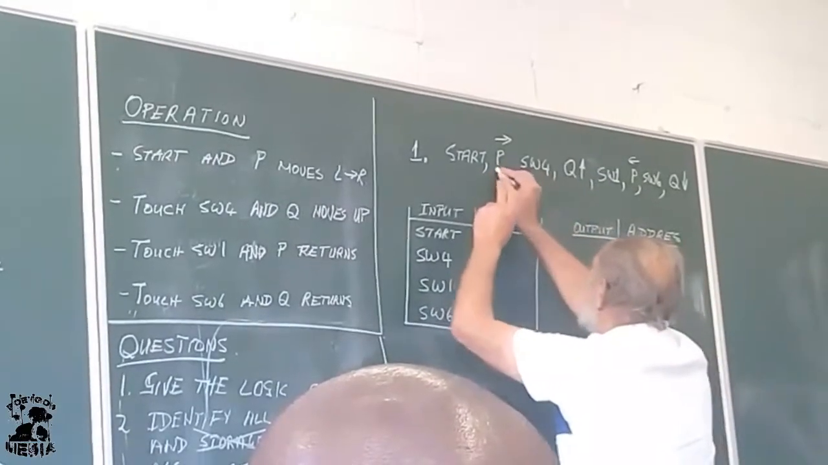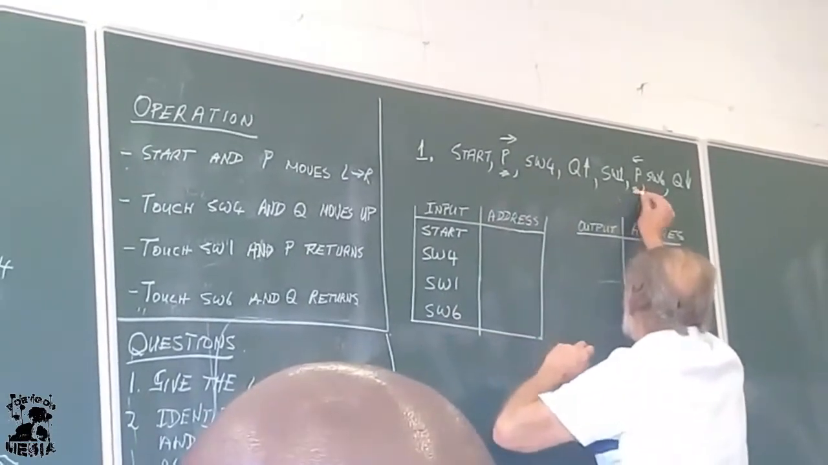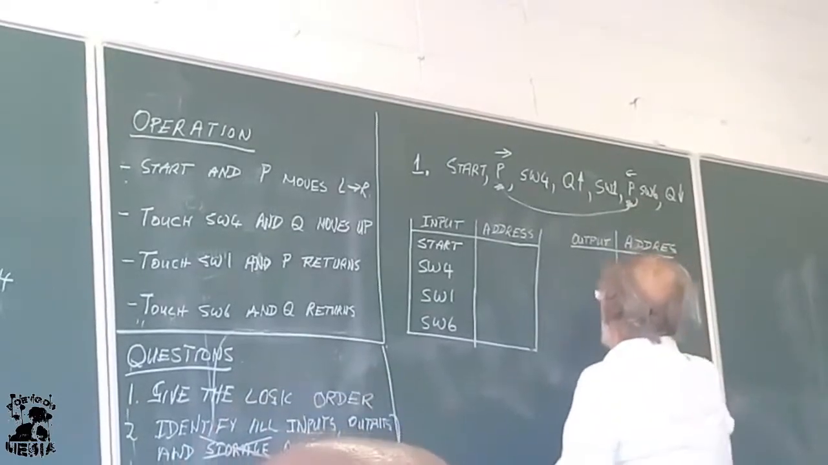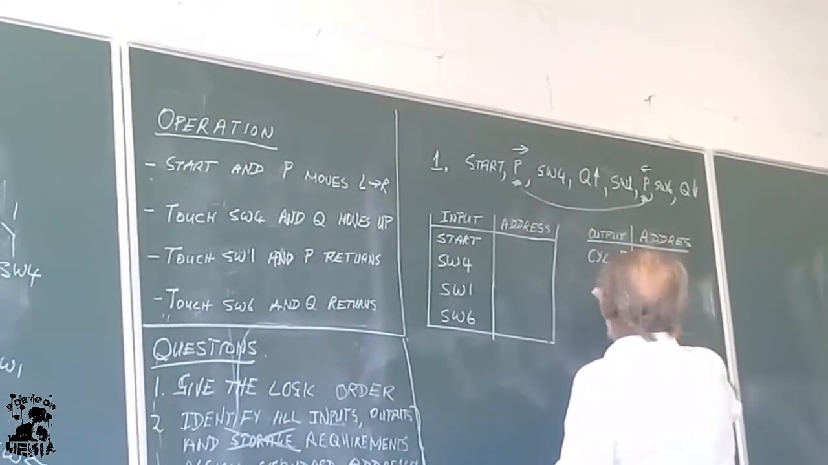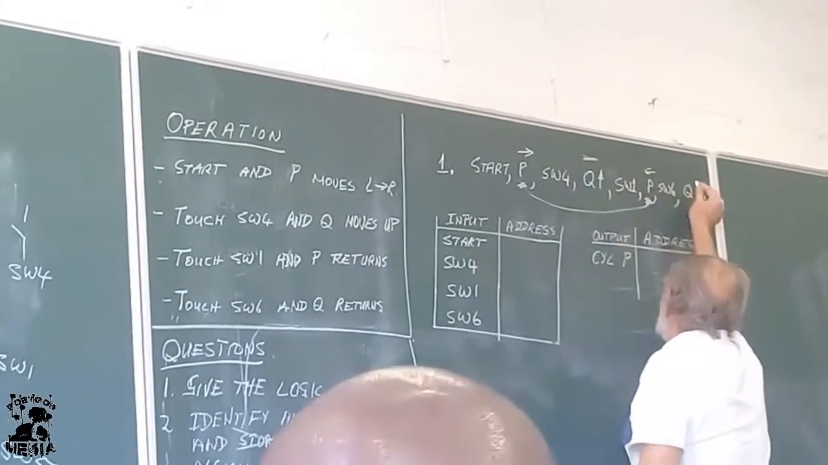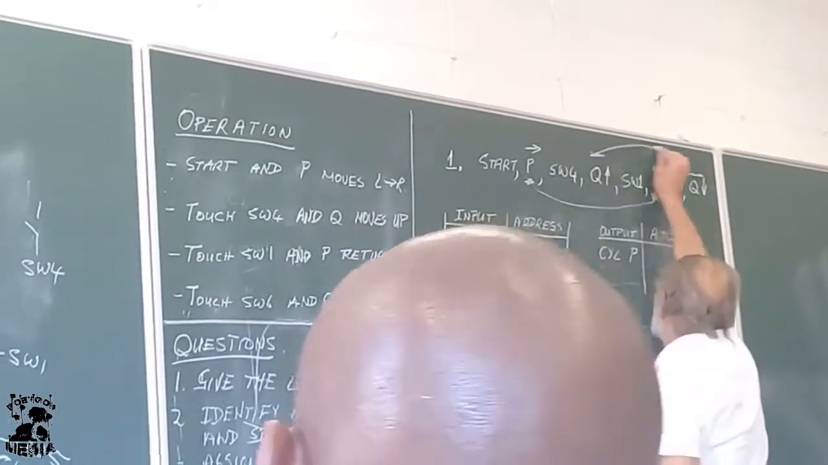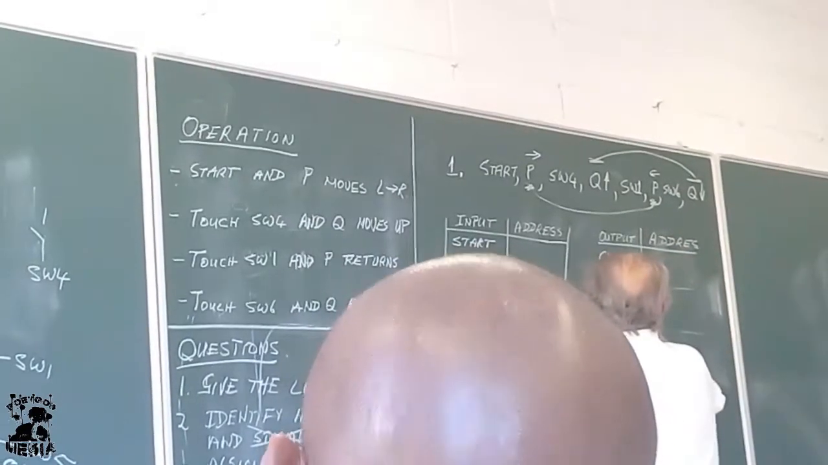I've got one output, P. There it is. P. Cylinder P. I've got another output. Cylinder Q. There it is. Cylinder Q.